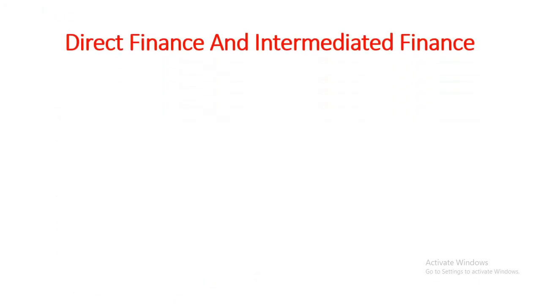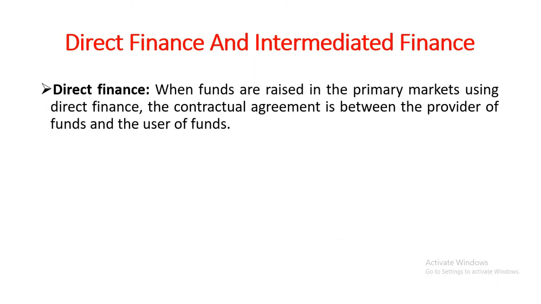There are differences between direct finance and intermediated finance. In direct finance, funds are transferred from savers to borrowers directly through primary markets. And there is a contractual agreement between providers of funds and the user of funds.